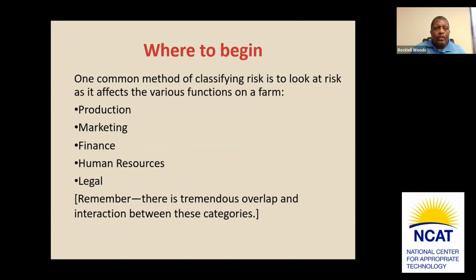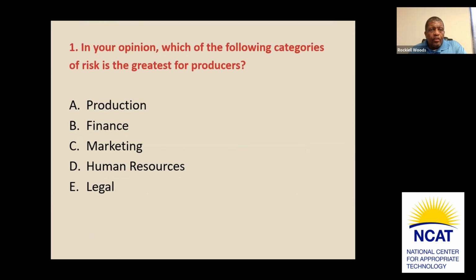Where to begin? One common method of classifying risk is to look at risk as it affects the various functions on a farm: production, marketing, finance, human resource, legal. And remember, there's a tremendous overlap and interaction between these categories. In your opinion, which of the following categories of risk is the greatest for producers? Is it production, finance, marketing, human, or legal? Which one do you think is the greatest for producers?